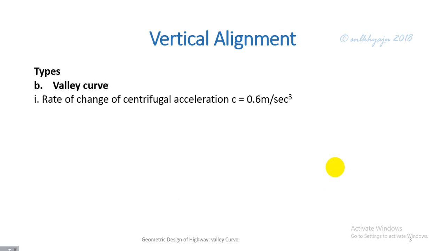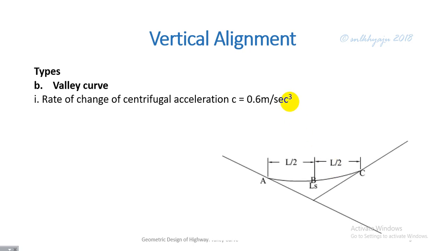Now, for the design of the valley curve, that is the determination of the length of the valley curve, we have two criteria. The first criterion is the rate of change of centrifugal acceleration, C equals 0.6 meter per cube second. This is a typical valley curve. In this valley curve, we use two transition curves, from A to B and B to C. Here, A to B is one transition curve, and B to C is another transition curve.